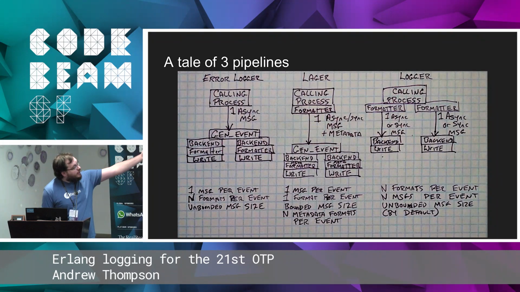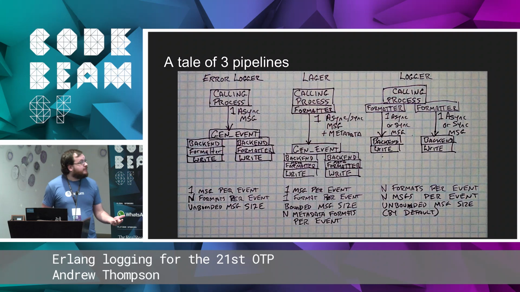So then logger, the formatting is done in the calling process once. Then we send a single asynchronous or synchronous message, depending on the overload state, and the metadata to the gen event. Each gen event has a backend. The backend does basically a meta formatter where it takes the main log message and then the metadata, formats that however it wants, and then writes it. So you get one message per event, one format per event.